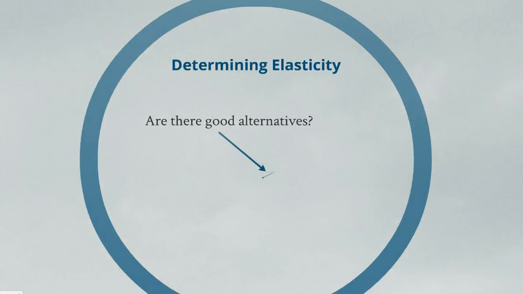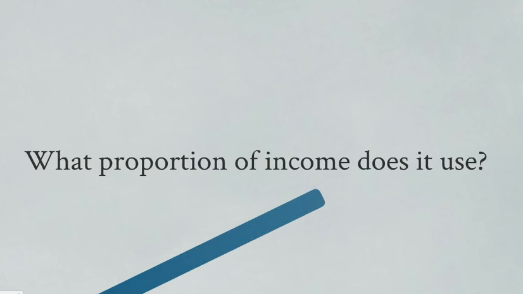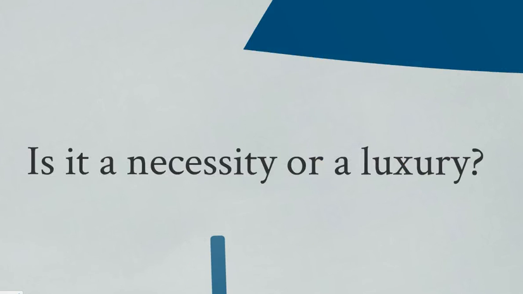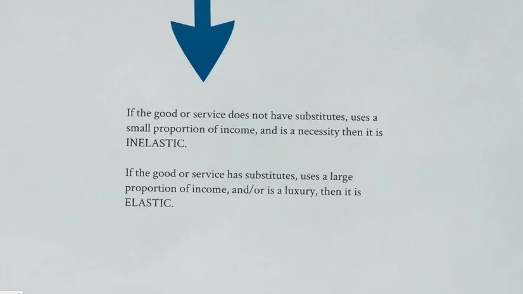To recap, there are a few things that we look at when we're determining the elasticity of a good or service. The first is whether there are any good alternatives. The second is what proportion of income the item uses, and whether or not the item is a necessity or a luxury. If the good or service does not have substitutes, uses a small proportion of income, and is a necessity, then it's inelastic. If the good or service has substitutes, uses a large proportion of income, and or is a luxury, then it is considered elastic.